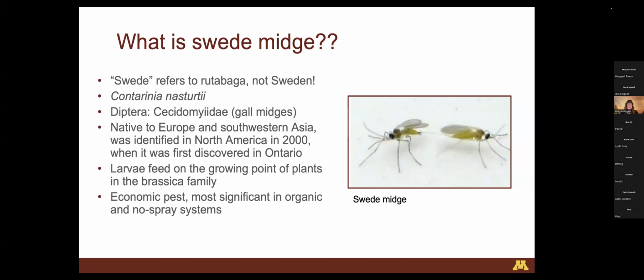I'll talk mostly about how this impacts vegetable crops, because those are the systems that I'm working on. They like to feed on the growing points of plants, and this is important for phenological reasons. We'll get into the damage in a little bit. It's an economic pest, most significant in organic and no-spray systems. And maybe this is why we're starting to see it a lot more in urban areas. Maybe we're really good at spreading it around on transplants and plant material, but we also tend not to be spraying in urban agriculture, and so this could be why it's proliferating.